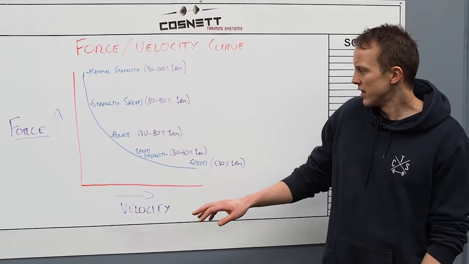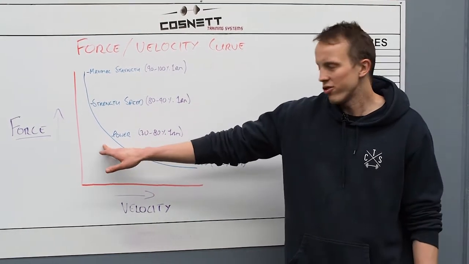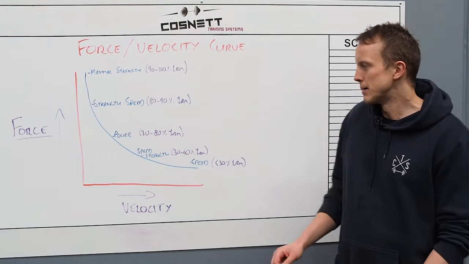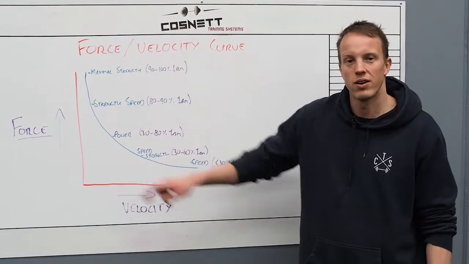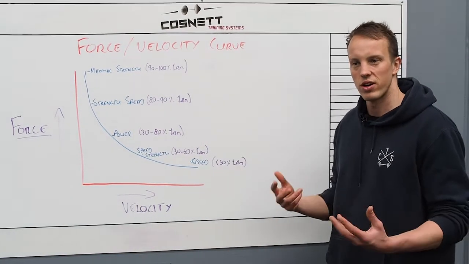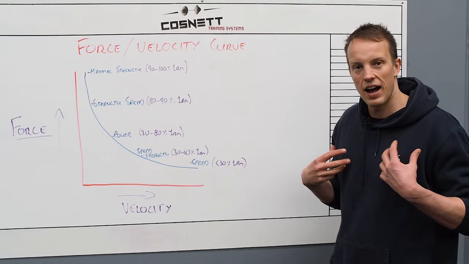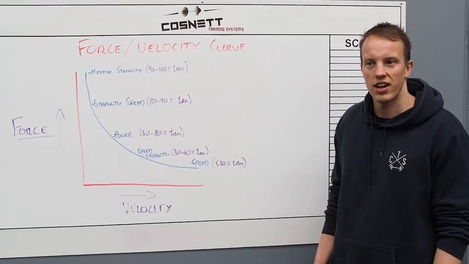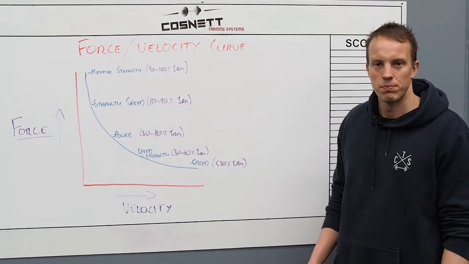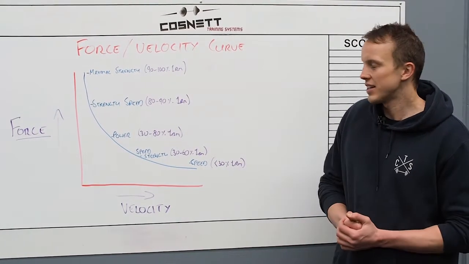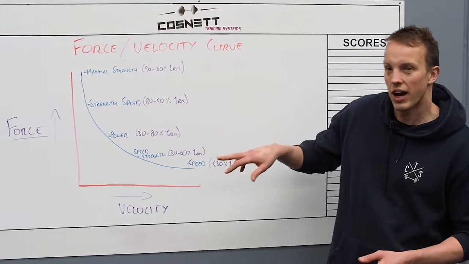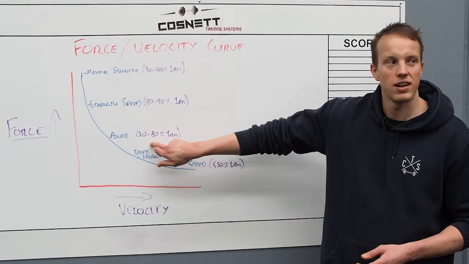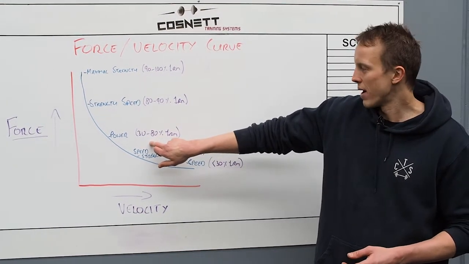And then here we have power. As you can see, this is where we get the most power. It would be like a sled resisted sprint. If you tie a harness to the sled and go as fast as you can, that's going to be producing a lot of power. And you can see here we've got the percentages as well. For power, it's going to be between 30 and 80% of your 1 rep max.